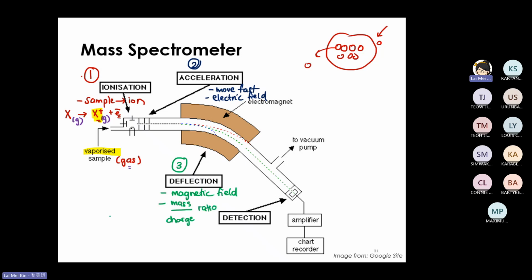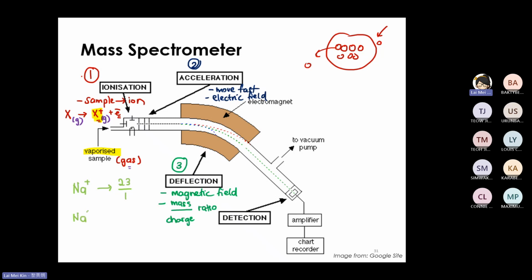Let me explain this further. For example, mass over charge that we learned just now. Let's say I have sodium positive. The mass over charge for this is, mass is 23 over 1, charge is 1.